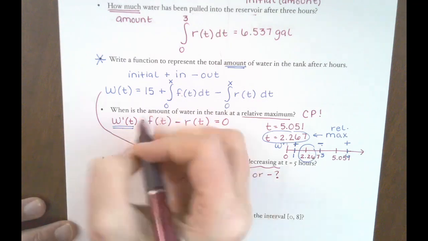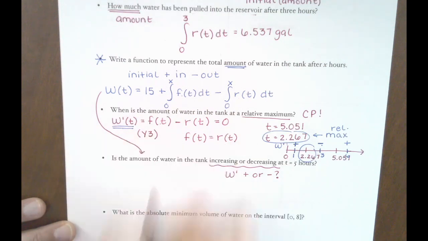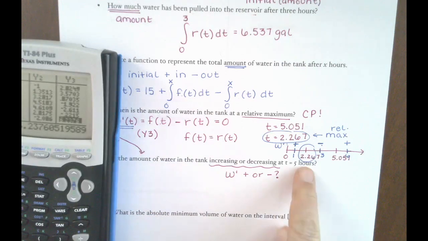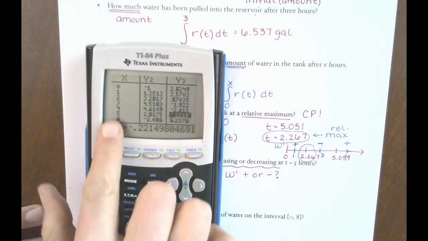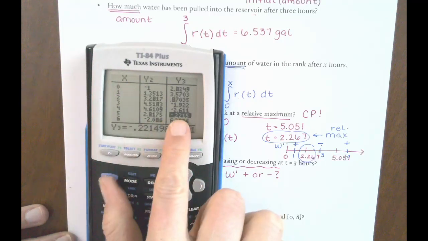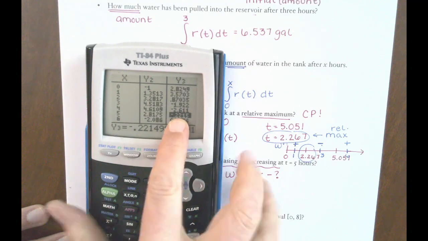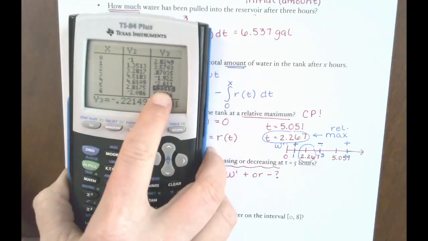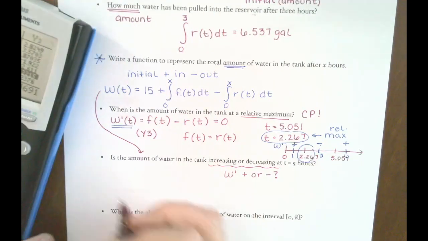Well, this W prime, and I should have labeled this here, that's what I just typed into my Y3 line. So I'm going to do the same thing I just did. I want to look at 5 hours, so let's look in my table at 5 hours, and I want to make sure I'm looking at Y3. I'm seeing a negative derivative here, because my Y3 is W prime. I'm seeing a negative derivative, and so that would tell me that I'm decreasing.